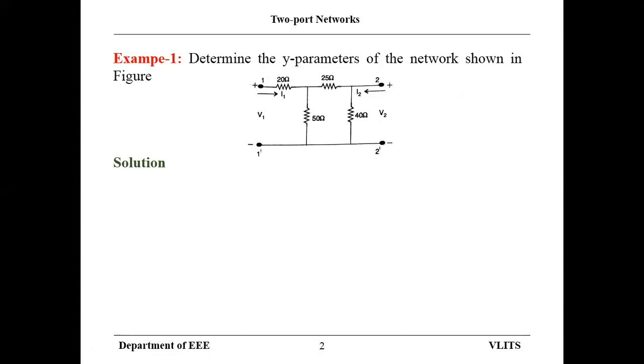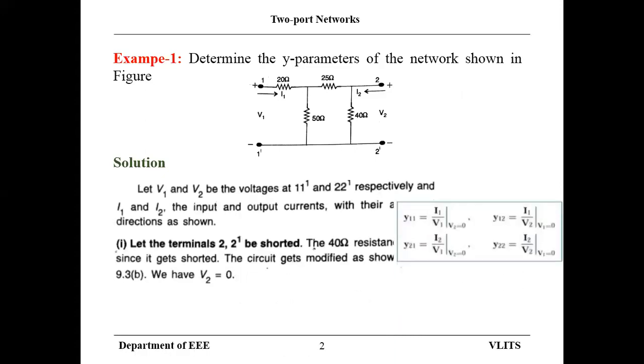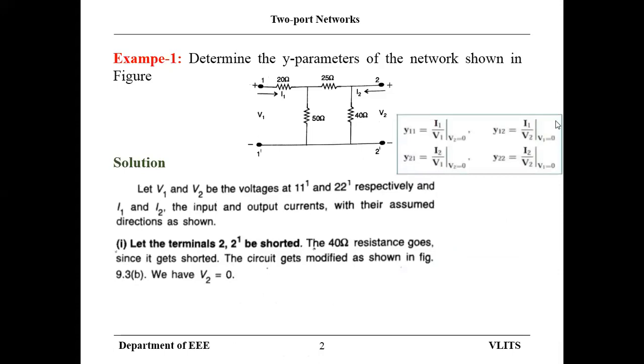In the Y parameters, generally we write the current equations in terms of the voltages, right? Because I1 is equal to Y11 and so on. So let me tell you here. These are the Y parameters, that is Y11, Y12, Y21 and Y22. So how do you get the Y parameters?